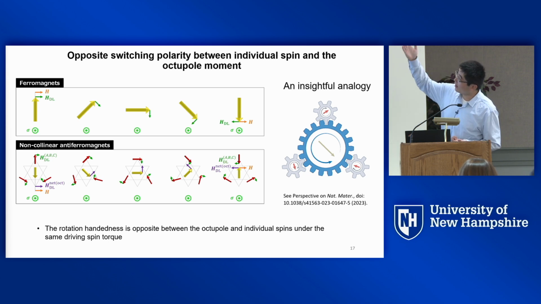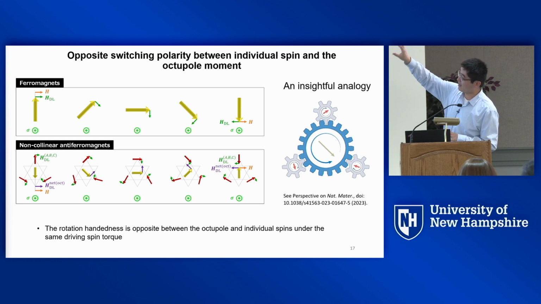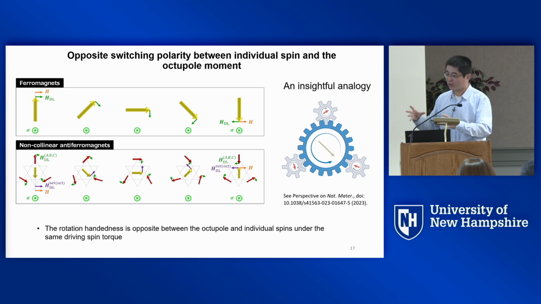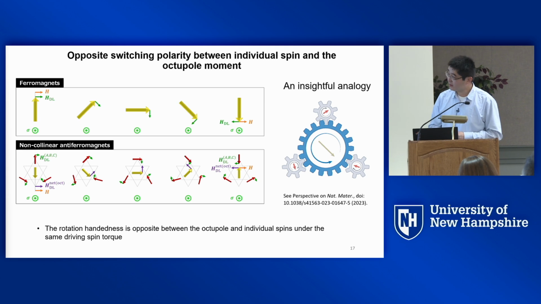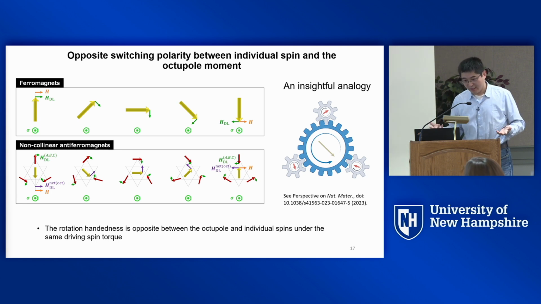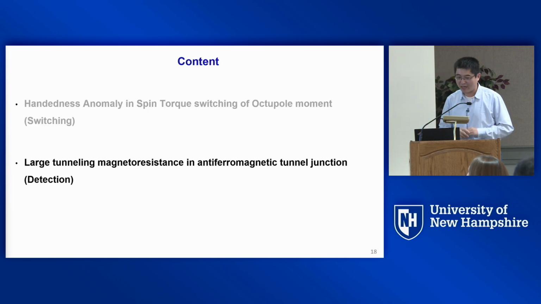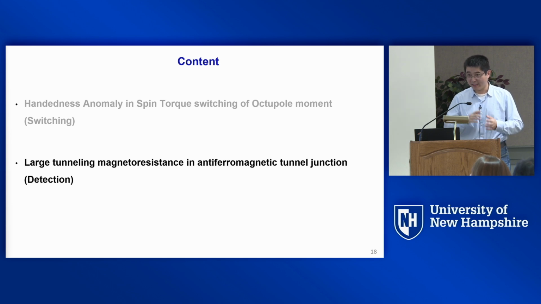Colleagues in the field have come up with an interesting analogy where they represent the 3 sublattices using 3 small gears, and the overall ordering parameter of the octopole moment using the central big gear. You can see that when each of the 3 small gears rotates in the clockwise direction, the central gear rotates in the counterclockwise direction. So I think this is an interesting analogy, and there might be some deeper level of correlation among them.